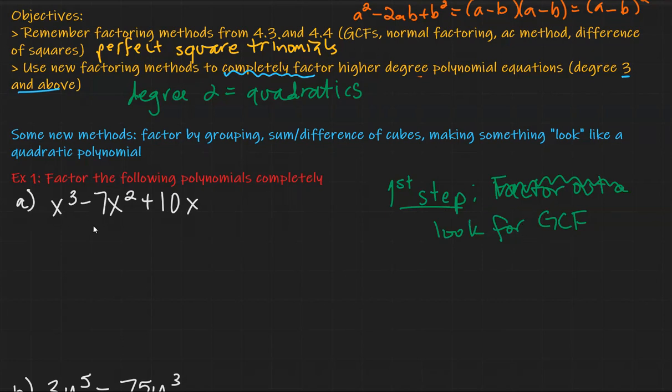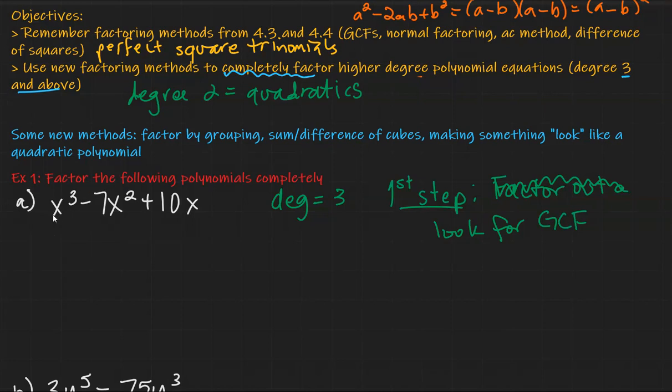Okay, so here in A, we have x cubed. So look at this, this is degree 3, right? Because our highest exponent is a power of 3. x cubed minus 7x squared plus 10x. What's our GCF here? Now for the coefficients, there isn't one. Our GCF is just 1 because there's nothing that goes into 1, 7, and 10 aside from 1.